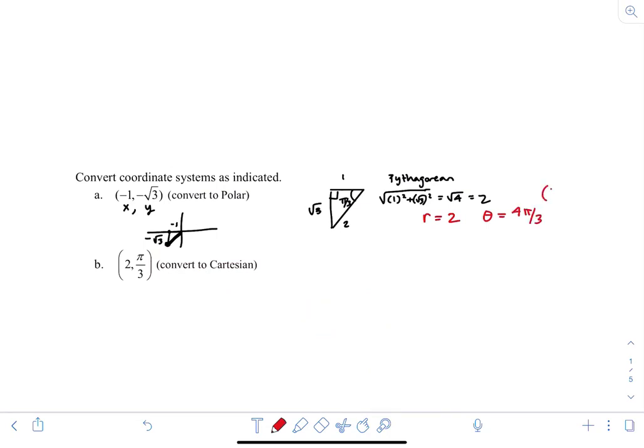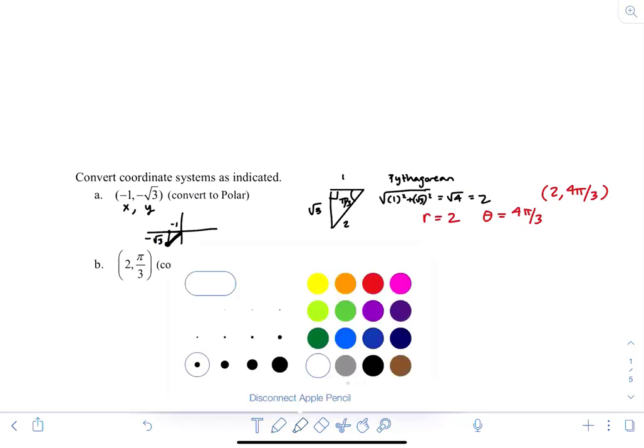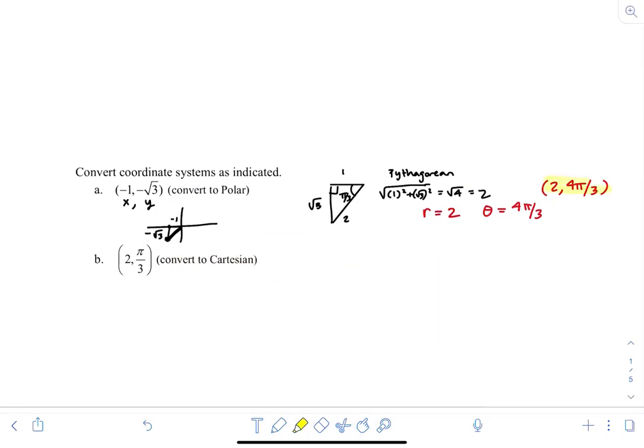And as you hopefully remember, polar coordinates are not unique. So there are other ways that we could write this point, but I think this is perhaps the easiest way to write it. Okay, let's take a look at going the other direction now.